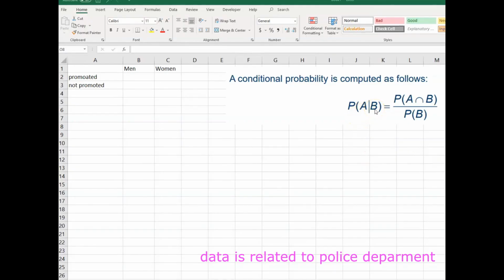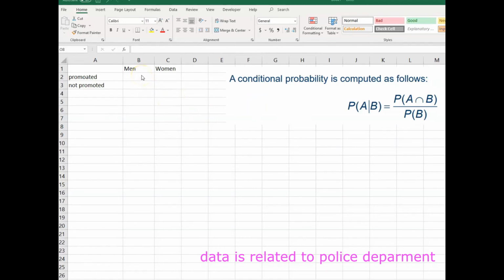Given B, what is the probability A happens? The formula is the joint probability divided by the probability B happens. I try to use this simple method to show you how to calculate, how to apply the formula. We only have 4 numbers.